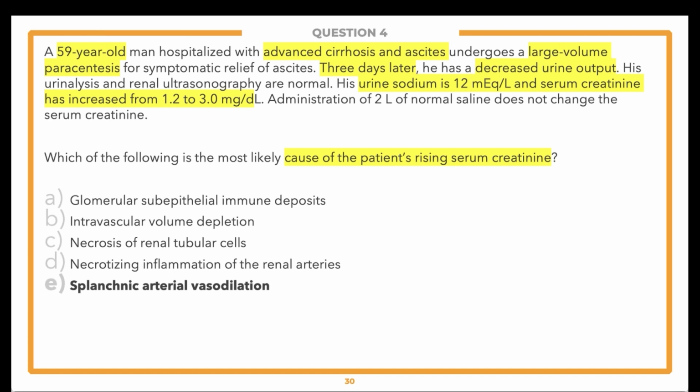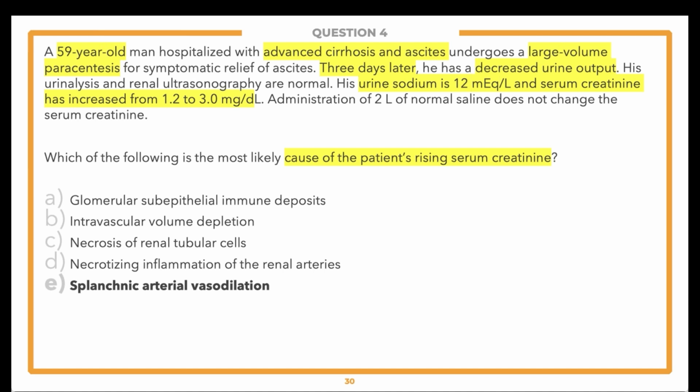So when I see someone with bad cirrhosis getting ascites and then having this kind of kidney injury, especially after a paracentesis, you got to think about something called hepatorenal syndrome, right? The name gives it away. Liver kidney syndrome, hepatorenal syndrome. So you have to understand, what is that? How can I explain it? And why is E the answer? So what is hepatorenal syndrome?